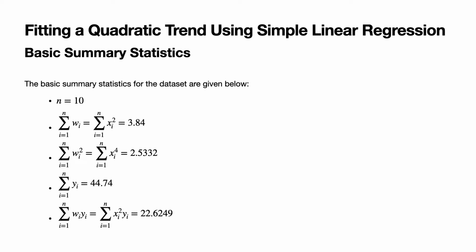The sum of the squared w values, which is the same as the sum of the x to the fourth values, is 2.5332. The sum of the response variable y is 44.74, and the sum of the products of the w and y values, which is the same as the sum of the product of the squared x values with the y values, is 22.6249.